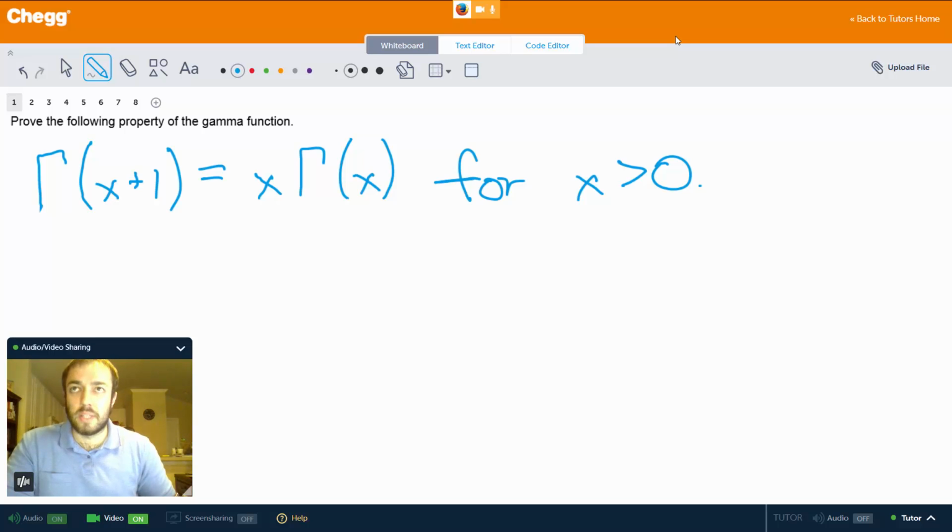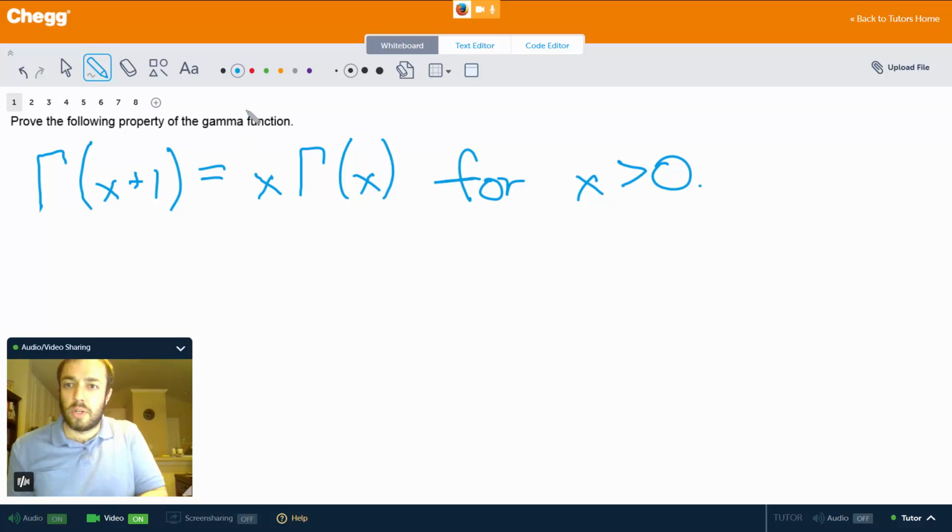I mostly do math and a little bit of computer science, and in this video we're going to talk about a property of the gamma function, and specifically we're going to prove this property that gamma of x plus 1 equals x times gamma of x for all positive x. Okay, so x can represent any positive number, not just integers and things like that.